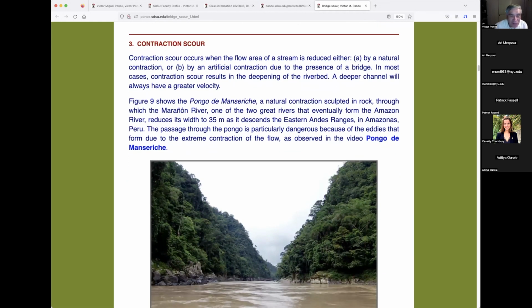Figure 9 shows the Pongo de Manseriche. I do believe I have shown this, but it merits, and since there are only 3 minutes, I'm going to show it again today.